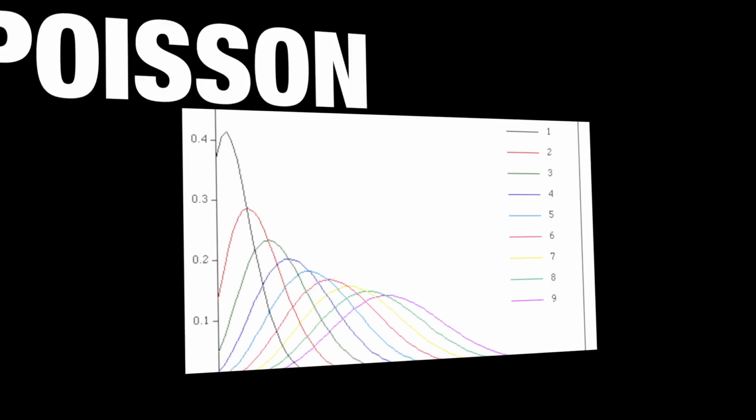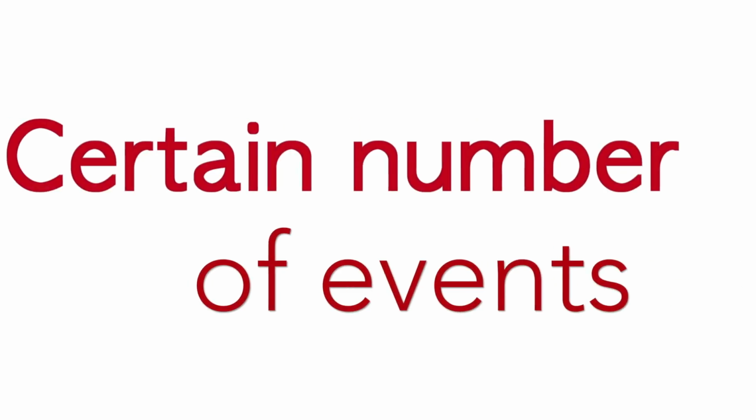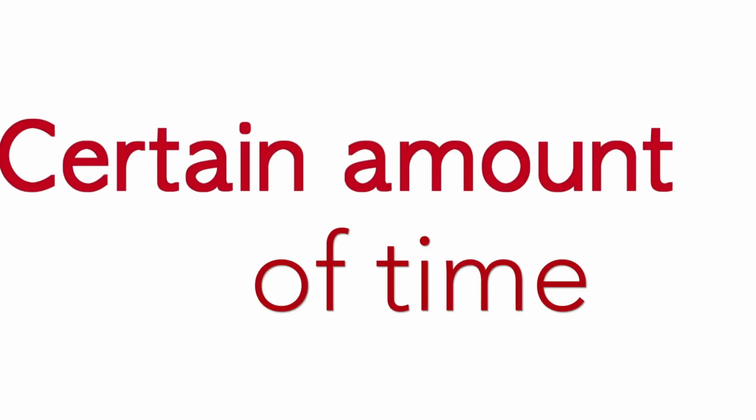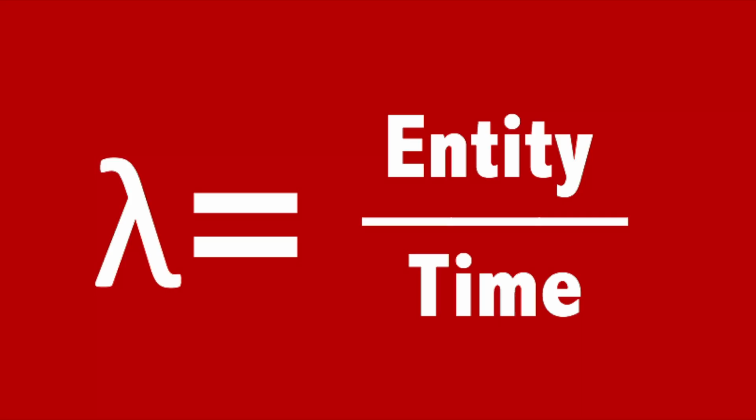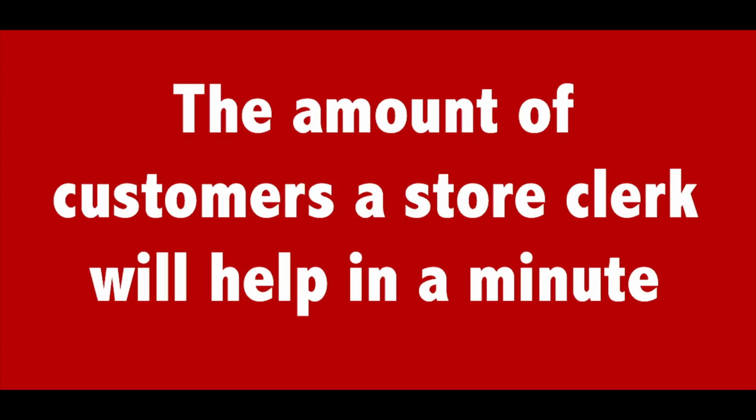A Poisson distribution is a discrete probability distribution that tells, from an average occurrence, the probability of a certain number of events happening during a certain amount of time. In other words, lambda equals entity over time. For example, lambda equals the number of customers a store clerk will help in a minute.